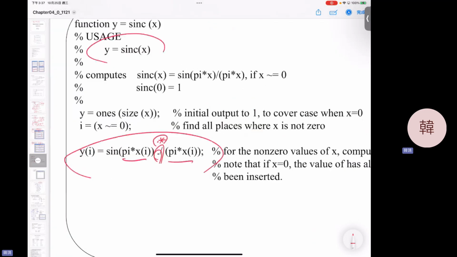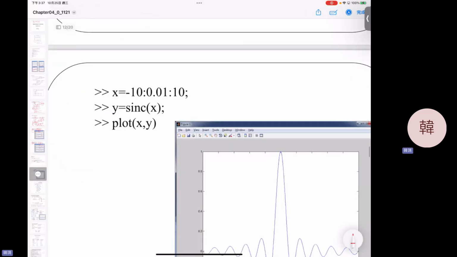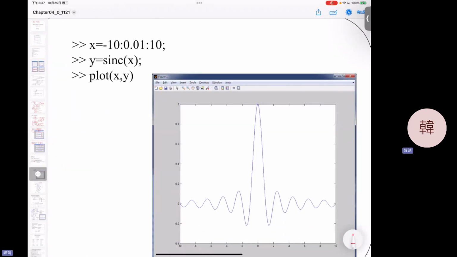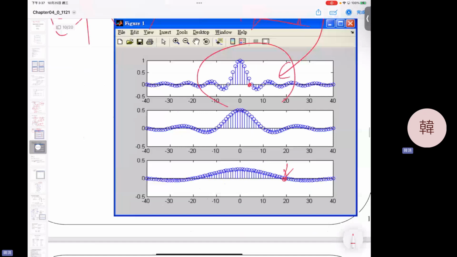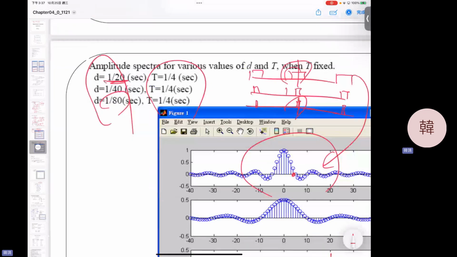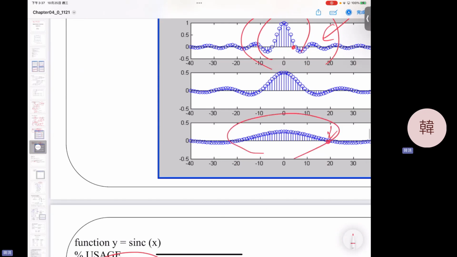Okay, how can I find the usage of the sinc function here? So you can see what the sinc function looks like in different conditions. But remember, if your signal is wider in time domain, it becomes narrower in frequency domain. If it is narrower in time domain, it becomes wider in frequency domain. You will see that later.